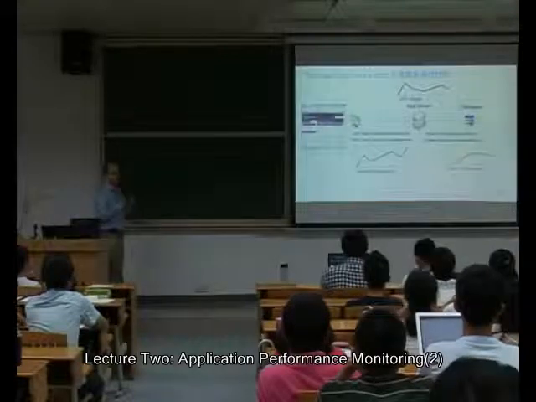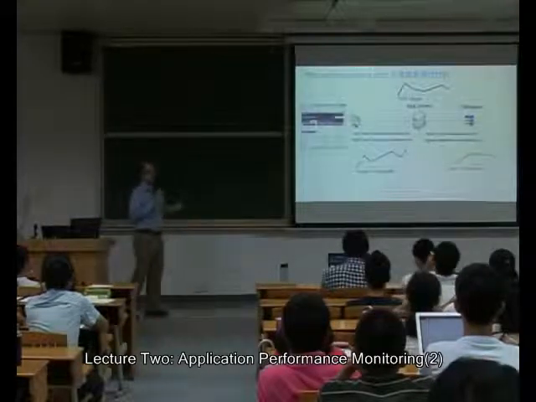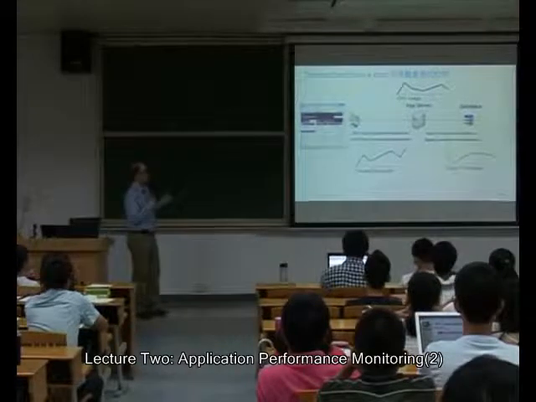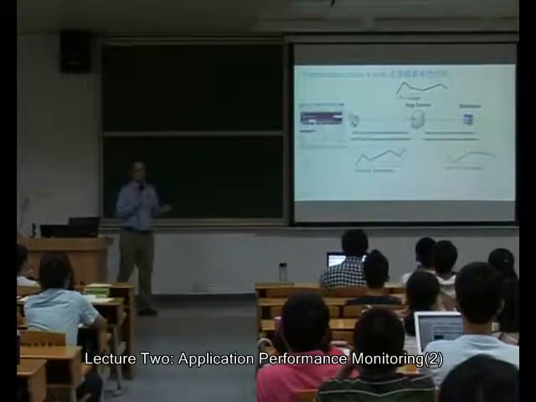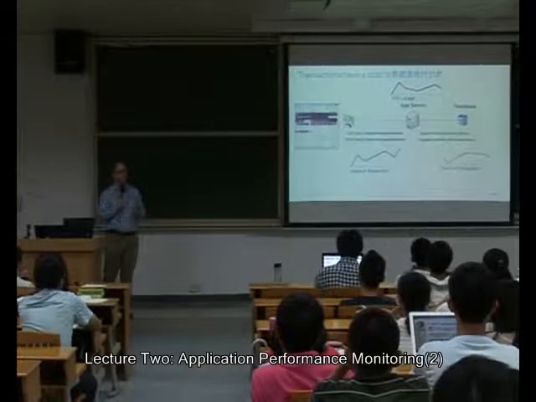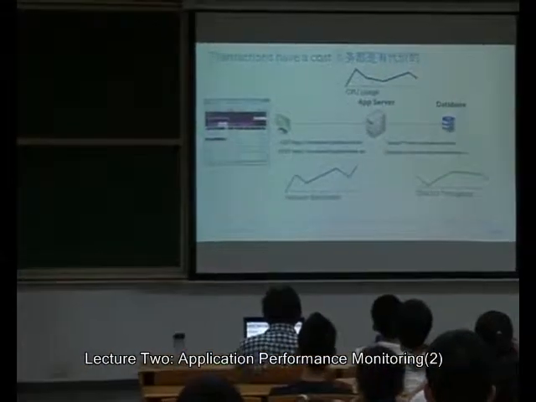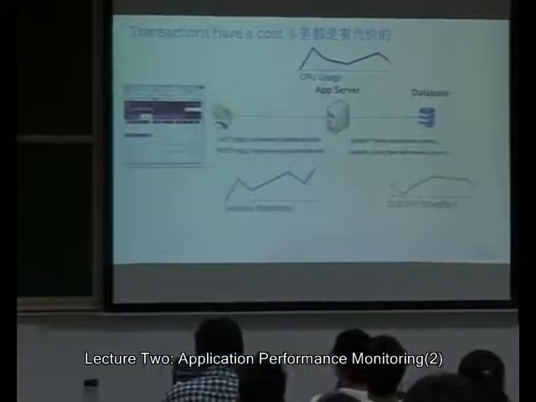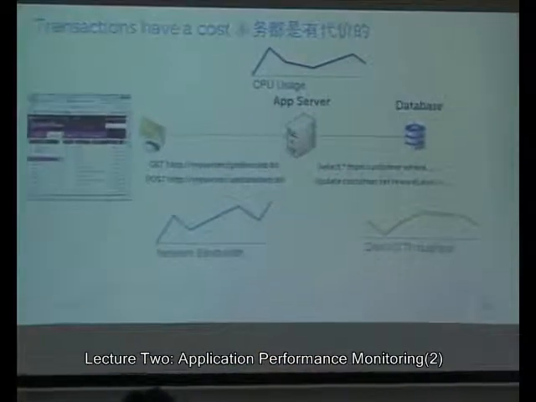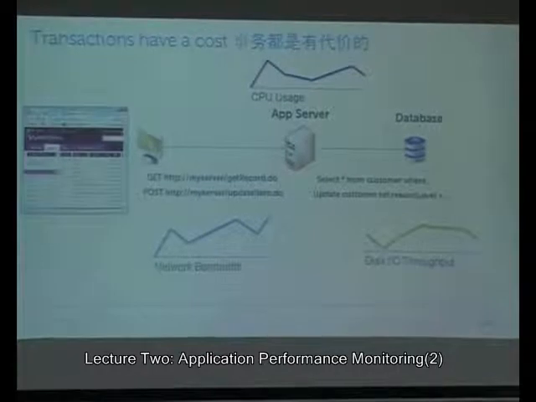So now this is where this gets interesting. Transactions cost something. If you serve a web page from your application, it uses a little bit of CPU. It uses a little bit of network bandwidth. It uses disk I/O.